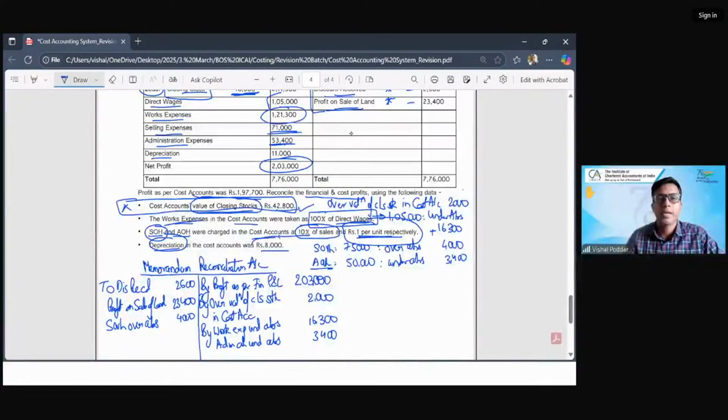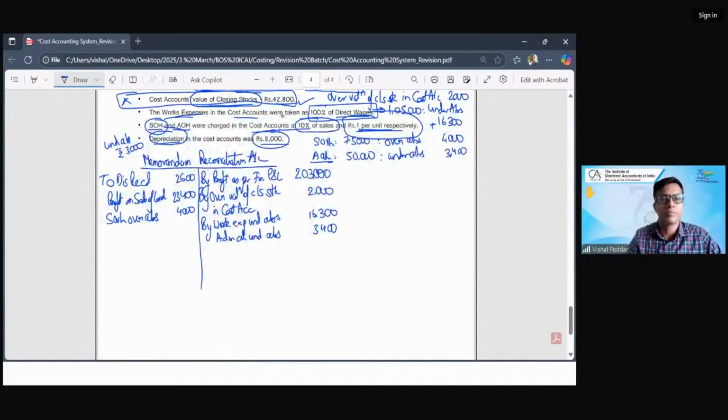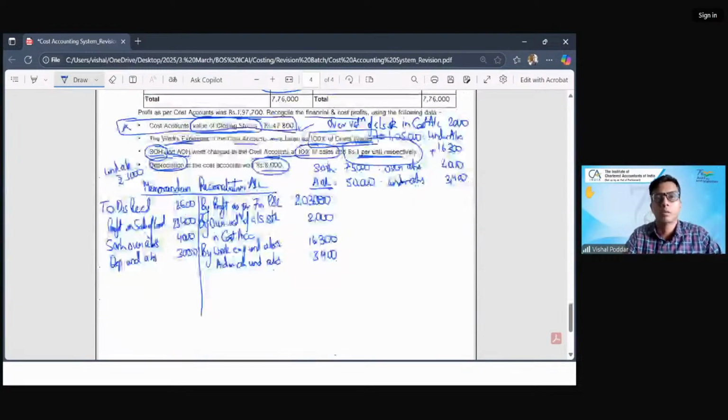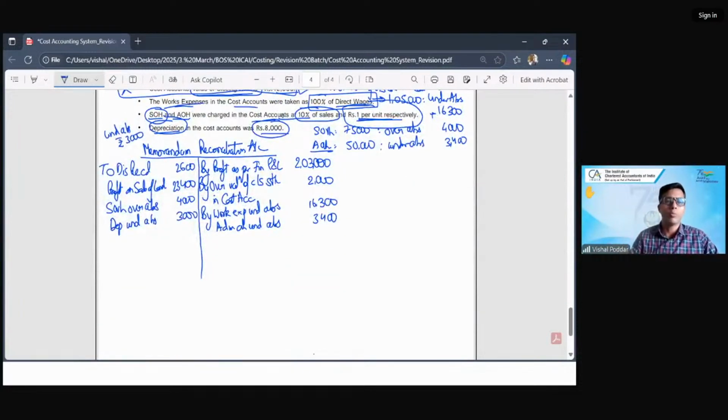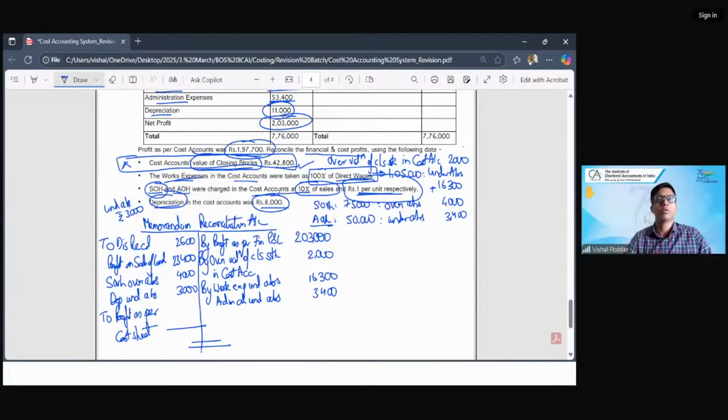Then comes the next point, that is depreciation. In costing, it is 8. In financial, it is 11. So again, there is under absorption of 3000. And for under absorption, now you will do balancing to find out your profit as per. Now they've already given you the profit. So now you have to reconfirm whether your profit is matching.